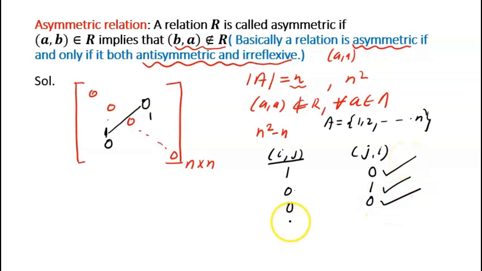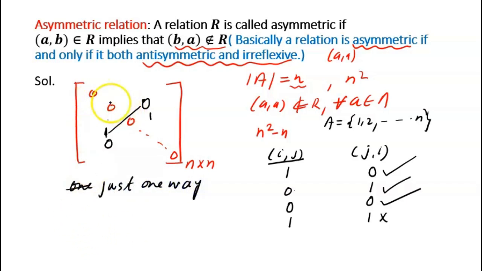What is not acceptable is that both of them are present, meaning i comma j and j comma i. That is not an acceptable situation in the case of an asymmetric matrix, and the diagonal elements certainly should all be 0. So how to count now? The diagonal elements can be filled in just one way, right? I think now you are familiar with this process.